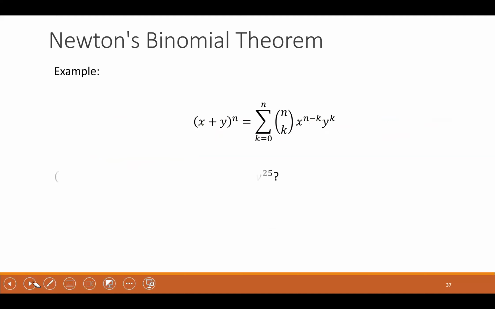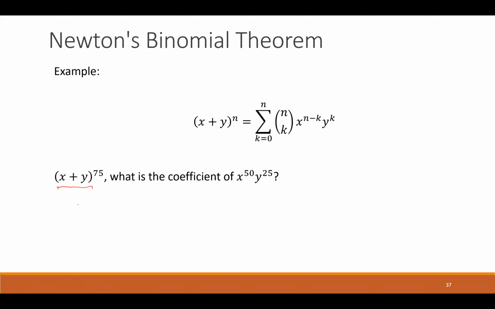So yeah, let's do an example. Well, this is not an example of counting, but let's find the coefficient given x plus y to the 75. What's the coefficient of x to the 50, y to the 25? So the coefficient is the constant in front of this polynomial term. So yeah, what is it?